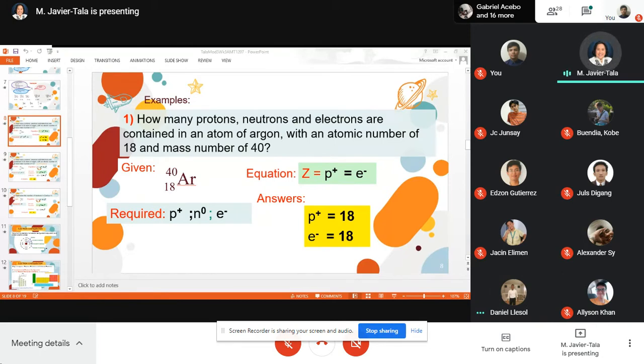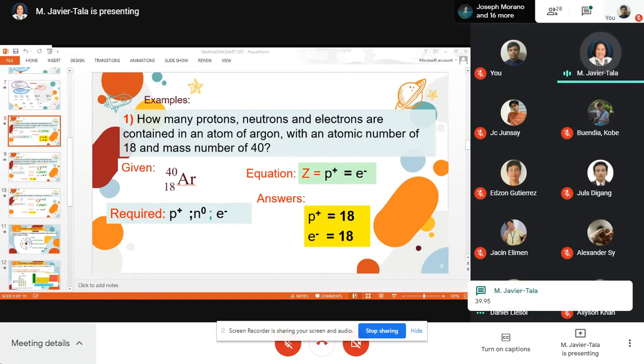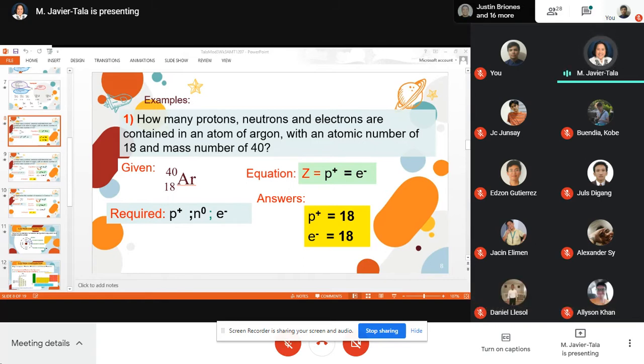Mr. Lesol, what's the atomic number of argon? The atomic number of argon is 18. Then the atomic mass? 39.95, or 40. Okay, so it's 39.95. As you can see, class, its atomic mass is 39.95. As I mentioned before, we round it off to make it the mass number. That's why the mass number here is 40.